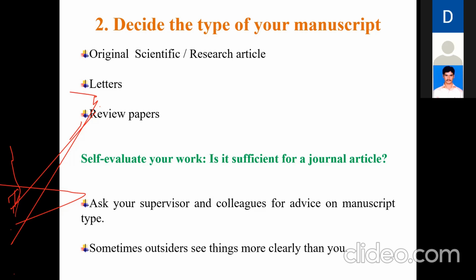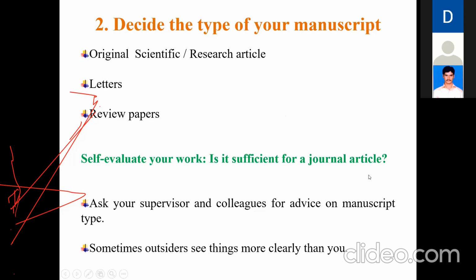So we don't bother about letters and review papers. We take only the research article and original scientific articles, right? Now you have decided that your paper is a research article. Then self-evaluate your work. Is it sufficient for a journal article?